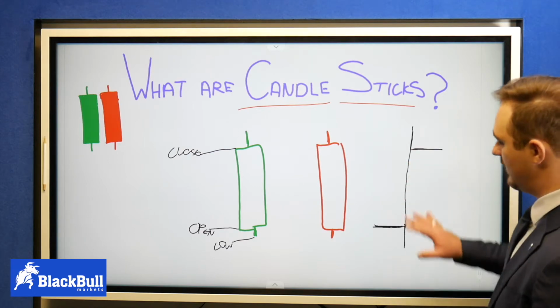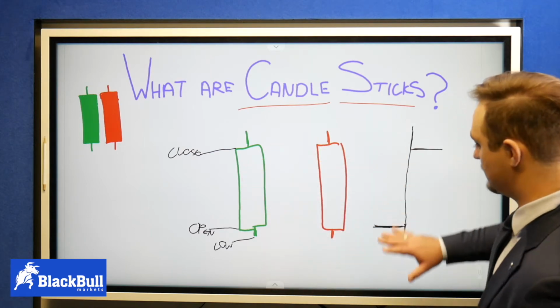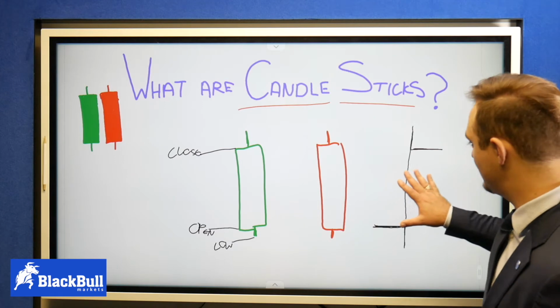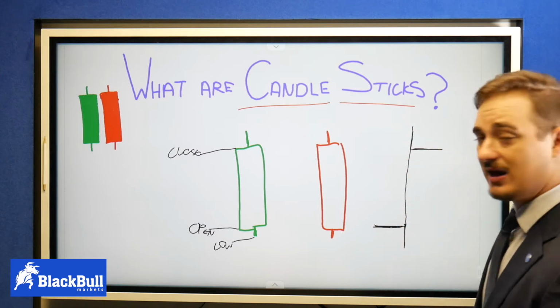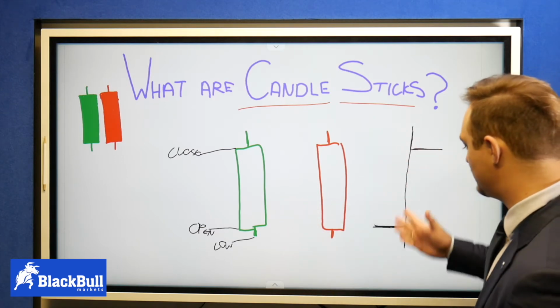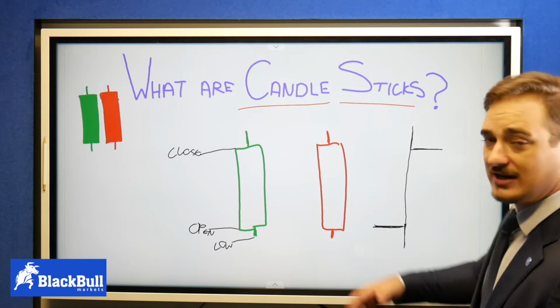Right, so now we've got the base of the candle over here. This might look a bit familiar. This is called a bar chart. Back in the day they didn't have candlesticks, they used bar charts to analyze the market. We use candlesticks, I use candlesticks.